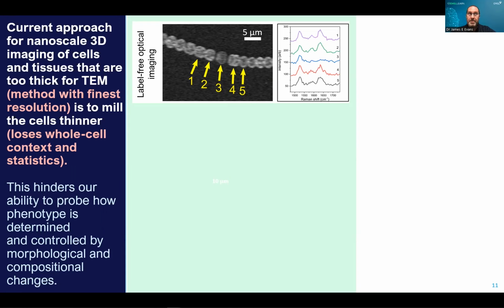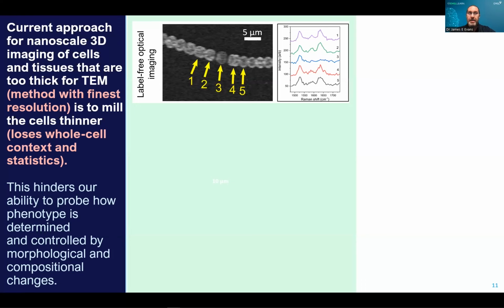From a graphical perspective, consider this image at the top, which is a confocal stimulated Raman scattering image. This shows us a living cell and allows visualization of particular components, but not the whole cell context. Even super resolution fluorescence can only see labeled fluorophores.